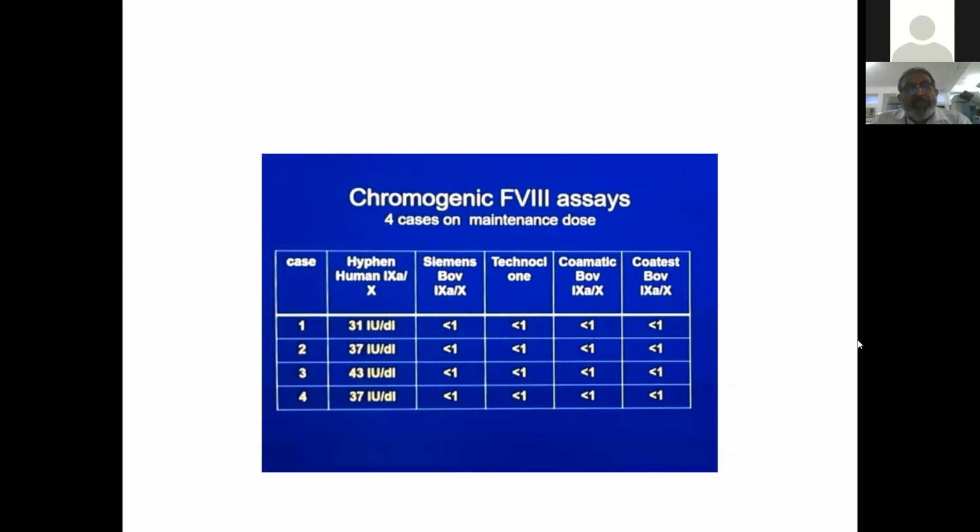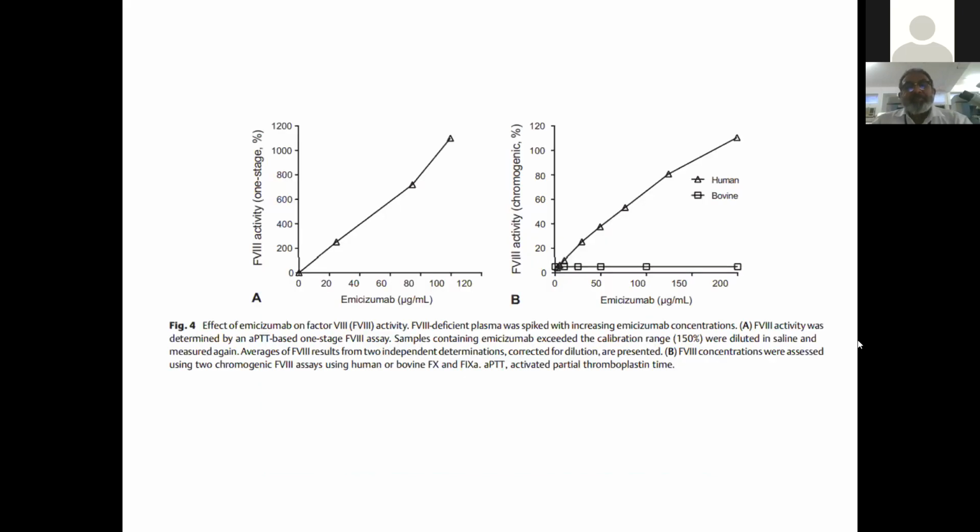So you can realize that the emicizumab activity has been detected by Hyphen Biomed, where the activity of factor 8 is reflected by emicizumab, which combines with factor 9A and factor 10, which is of human source. So it's almost like reflecting factor 8-like activity. So this is a chromogenic assay, which is human-based, which reflects emicizumab factor 8-like activity.